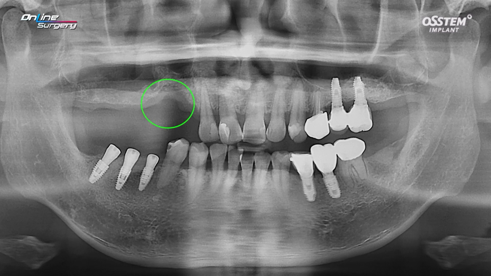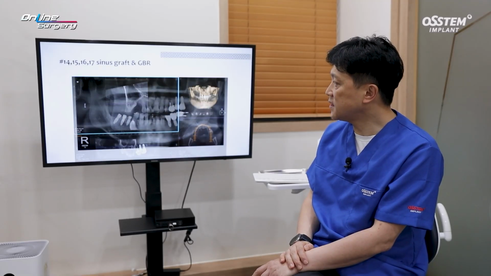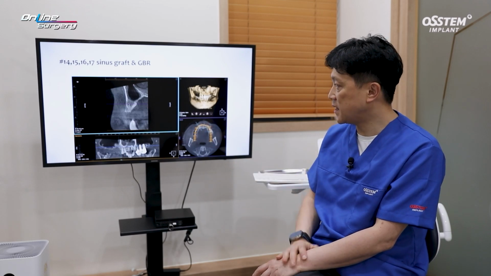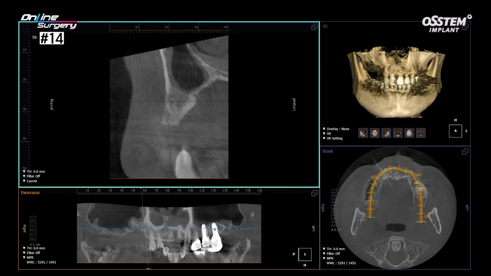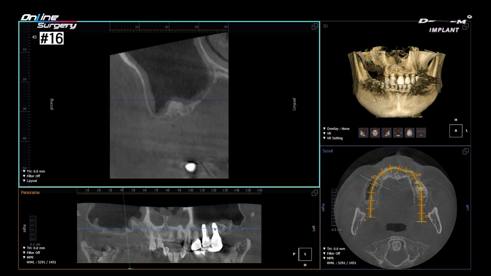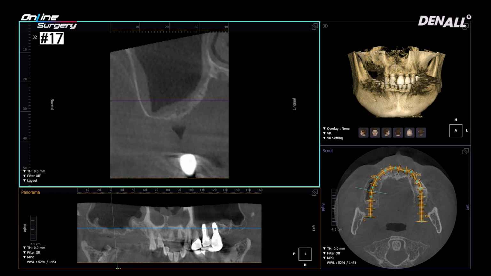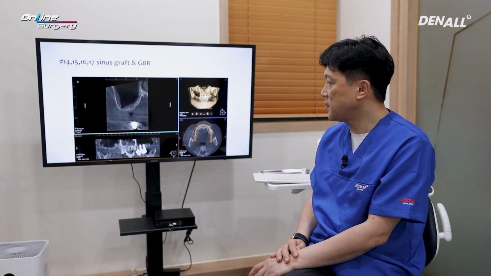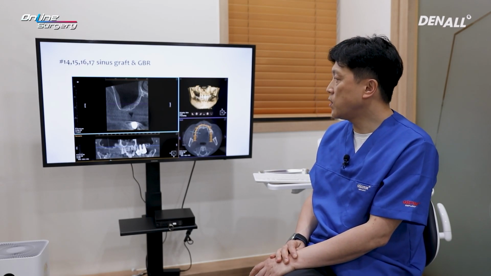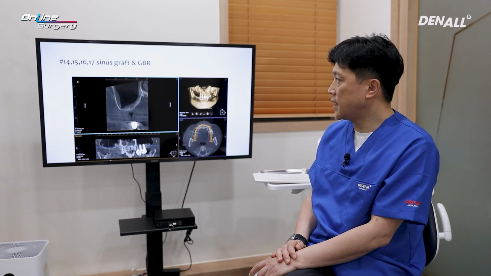If you look at the panoramic image, in numbers 14 and 15, a significant defect exists. In CT, in number 14, perhaps you may think that implant placement may be possible, but if you look at numbers 15, 16, 17, you can see extremely limited sinus. The amount of residual bone is not even worth measuring.